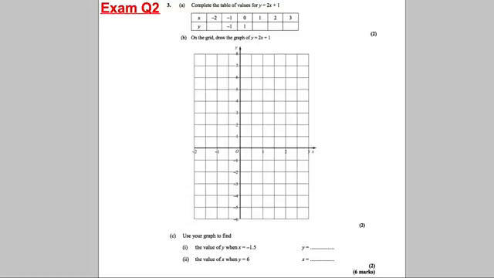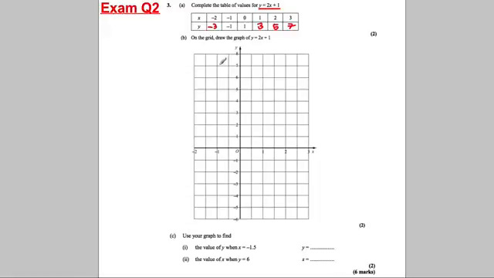Okay, so we've got the equation y is 2x plus 1. So what we do is we put in the positive numbers. 2 multiplied by 1 is 2, add 1 is 3. 2 multiplied by 2 is 4, add 1 is 5. 2 multiplied by 3 is 6, add 1 is 7. They're going up in twos, so they'll go down in twos.